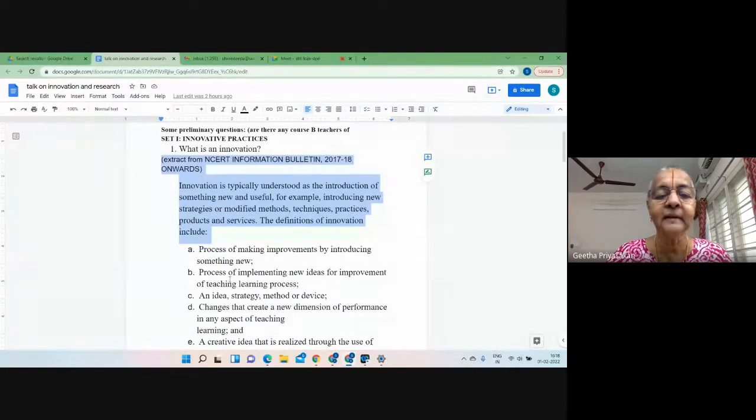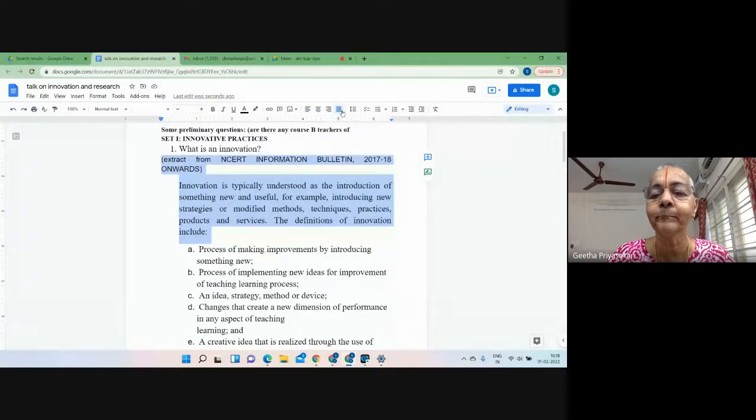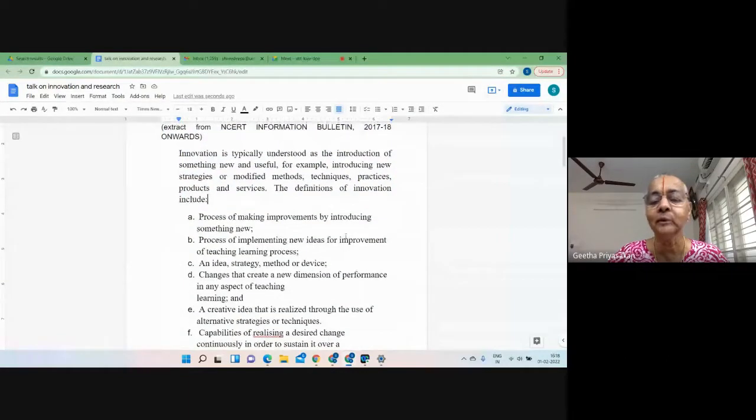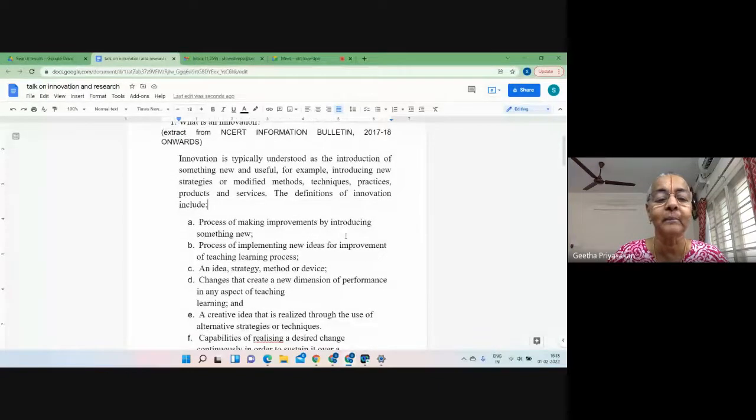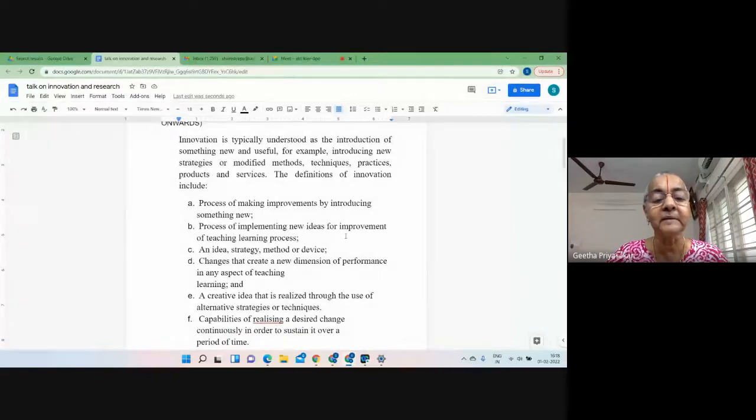All of you must be knowing that NCERT gives an award, Dr. Ganga, correct me if I'm wrong, an annual or is it biannual award for innovative practices for school teachers. Am I correct, Dr. Ganga? It's annual. So an innovation is just the introduction of something new. It could be trying out a technique, a method, some materials, a strategy, it could be anything, some creative idea, some way of making learning happen. And what I've given above is just the definition.